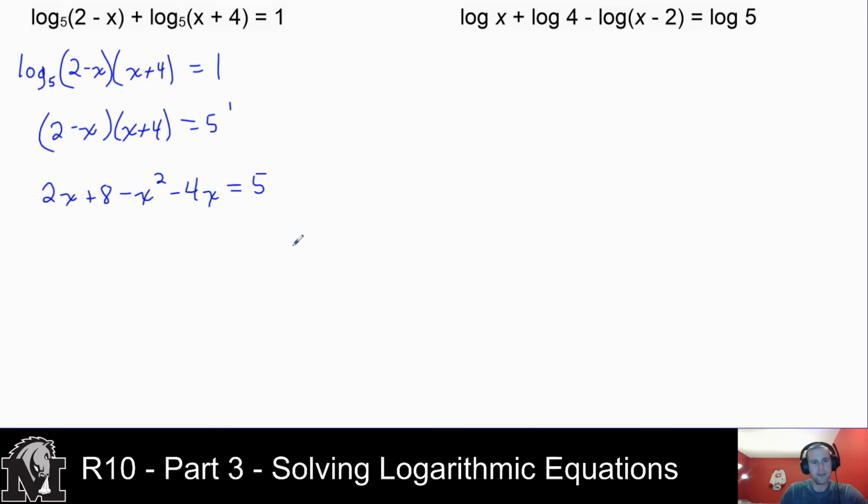Now I want to move everything to the same side of the equal sign. And I want my x squared term to be positive because that's just how I prefer to factor. So that means I'm going to move everything over here to the right. So we get 0 equals x squared. -4x and 2x combined to be -2x. Then we have to move that to the other side. So we get positive 2x. And then we have to subtract this 8 to the other side. So we get -3.